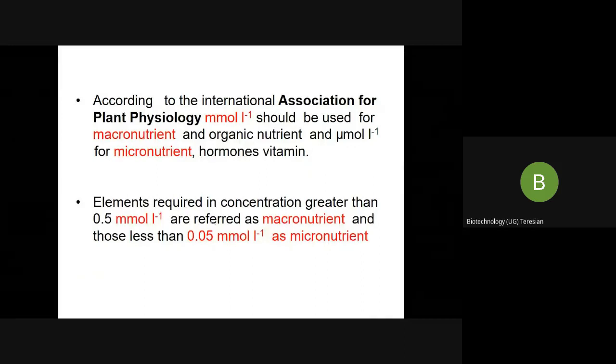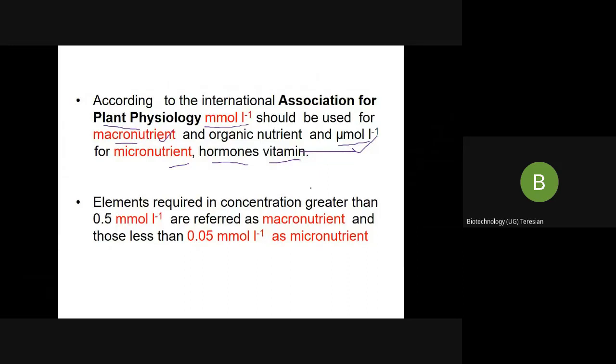According to the International Association of Plant Physiology, for a macronutrient, the unit is millimole per liter. That is, you should use millimole per liter of whatever ingredients you are using for macronutrients. And for organic nutrients, micronutrients, hormones and vitamins, you calculate under micromole per liter. So macro means it is more, that is why it is millimole per liter. And micronutrients, hormones and vitamins are required in small amounts. That is why we weigh them in micromole per liter. We do the calculation based on that.